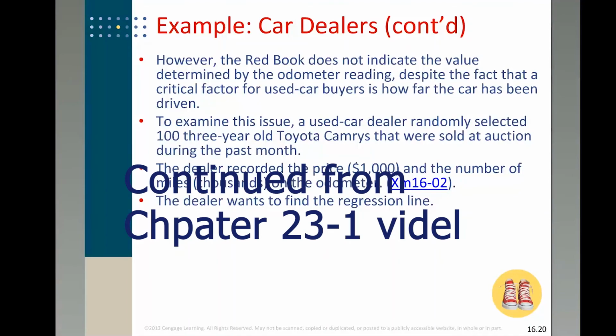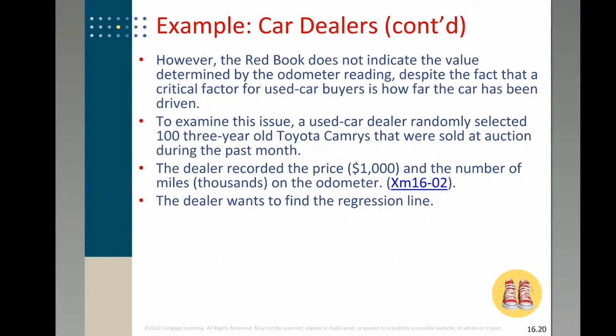Hello, welcome back. So this is part 2 of chapter 23. We were talking about this example of car dealers, and we're trying to predict the price of a used car, a 3-year-old Toyota Camry. The dependent variable will be the price, and the independent variable will be the mileage on the car. And price is measured in $1,000, mileage is measured in thousands.